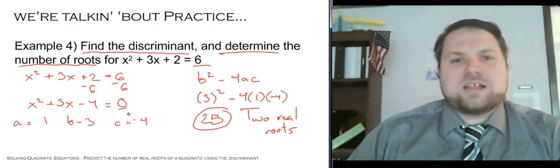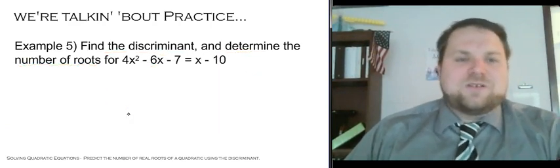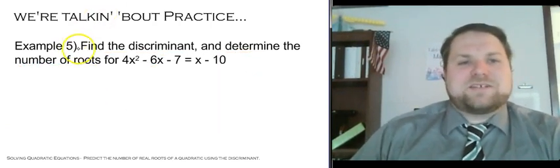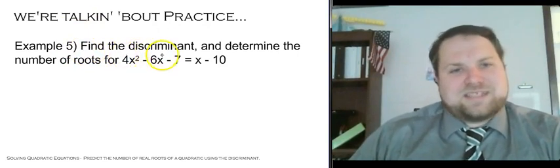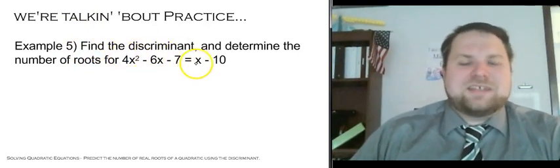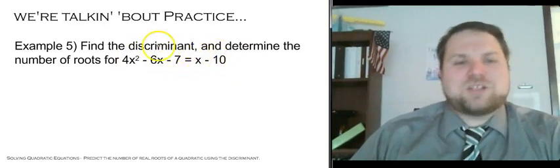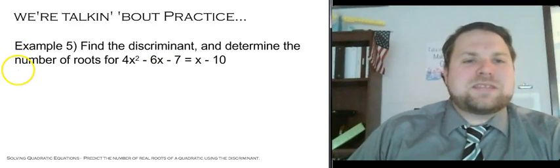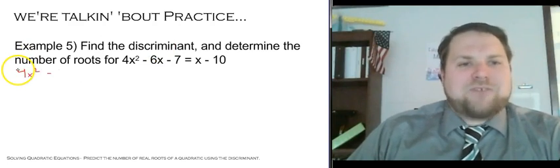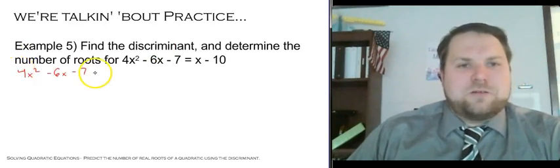So now, for the ugliest possible case of this, we look at this one. Find the discriminant, determine the number of roots for 4x squared minus 6x minus 7 equals x minus 10. Well, now we've got like a whole variable expression over here. But we do it the same way we did the last one. We have to get this thing equal to 0 before I can do anything else.